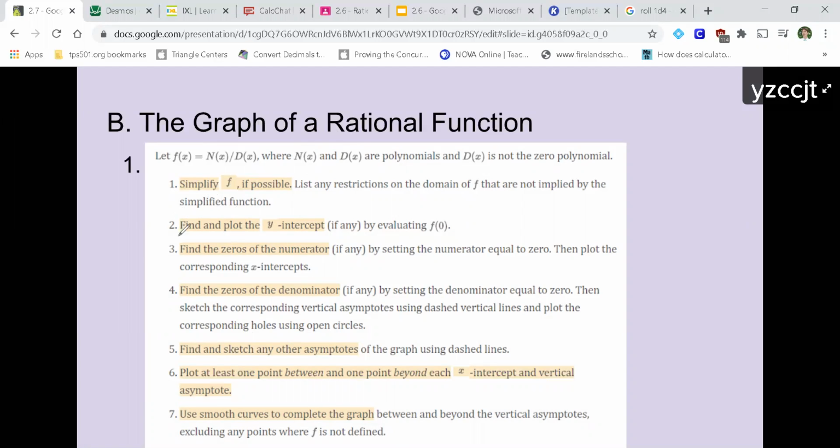The second thing is when you're really going to start doing math, you need to be able to find, label, and explain what the y-intercepts are. To find the y-intercept, you do the same thing you've been doing since Algebra 1. You just plug in 0 to your function. Wherever you see an x, you put a 0 instead. The answer to that is your y-intercept.